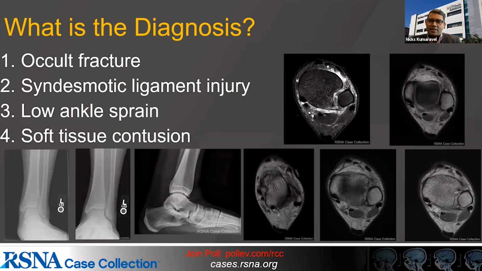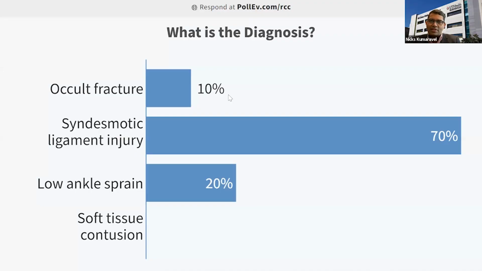All right, go to the next. And let's see what we have as choices now. A bit of smattering around there. Most people are going for syndesmotic ligament injury, and some are thinking it could be a low ankle sprain that we're dealing with, and a small number are thinking about occult fractures.